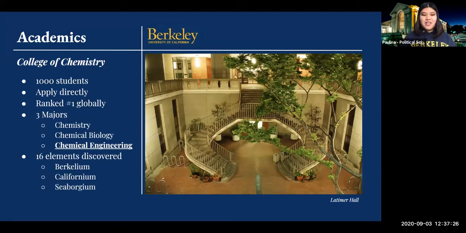It's an amazing major. I cannot emphasize it more. It is just a really great major, and it is part of one of the top 2 ranked schools in the world. So highly encourage you to check out chemical engineering if you have any interest in chemistry or engineering.